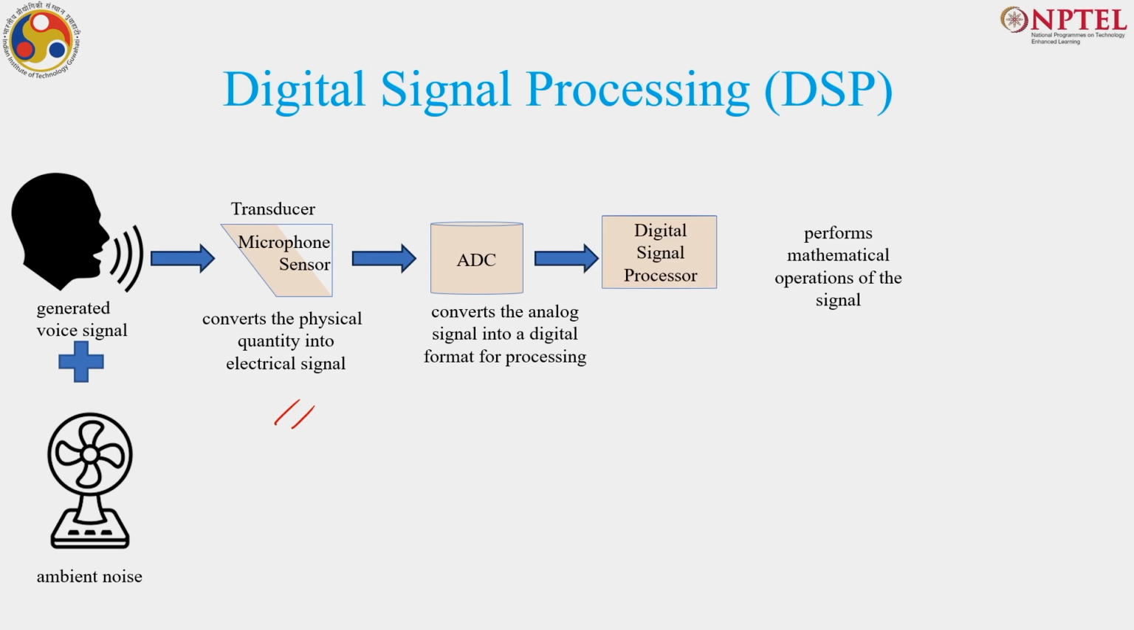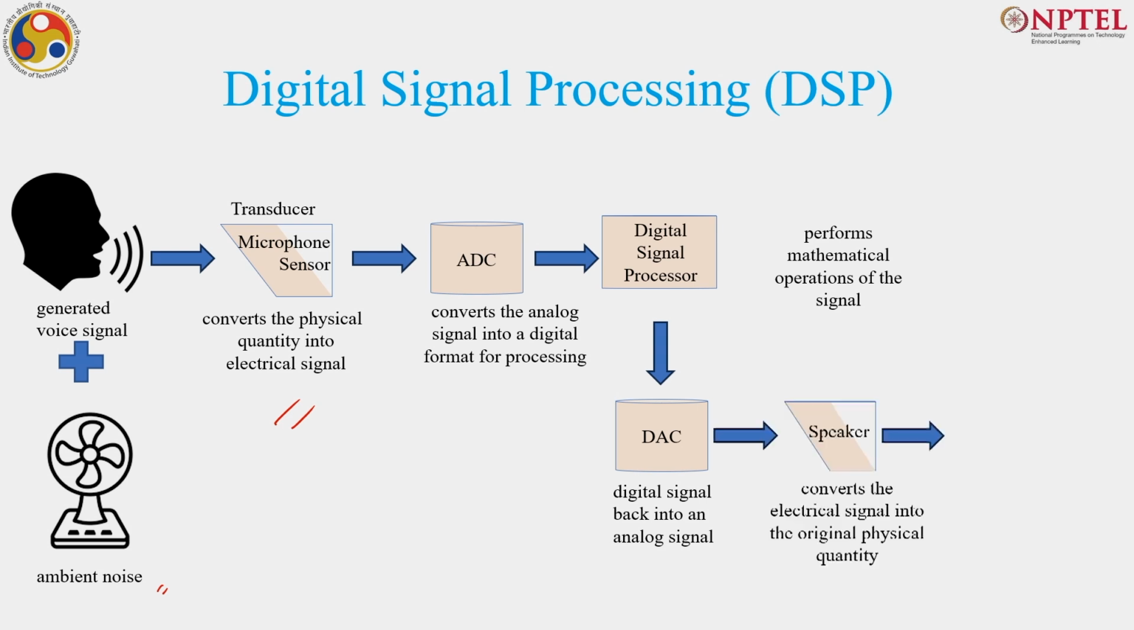This digital signal now goes to a digital signal processor, and maybe the task of this processor here is to reduce this ambient noise such that my voice is crystal clear, and once that processing is done, then this output signal will go to a digital to analog converter, which will then go to a speaker, where the speaker will give you or give us the original physical quantity in the form of sound waves.